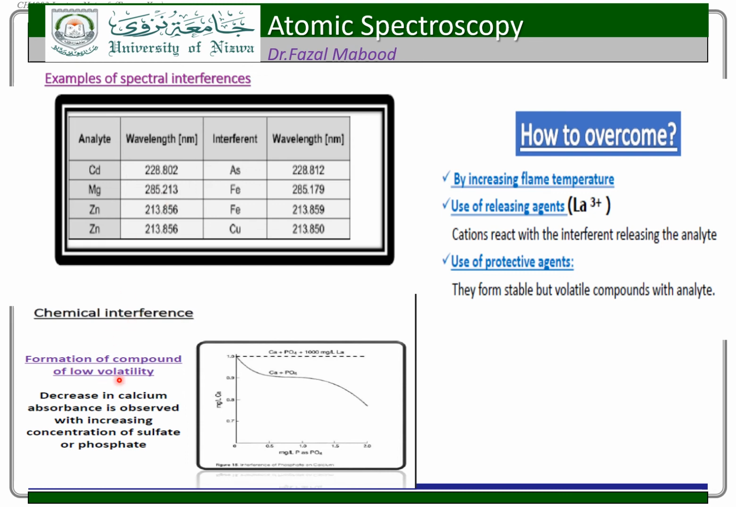Chemical interference: formation of a compound of low volatility. Decrease in calcium absorption is observed with increasing concentration of sulfate or phosphate. Here you see the decrease in absorption when you increase the concentration of sulfate or phosphate. So a decrease in calcium absorption will happen. How to overcome? By increasing flame temperature, use of releasing agents, use of protecting agents.